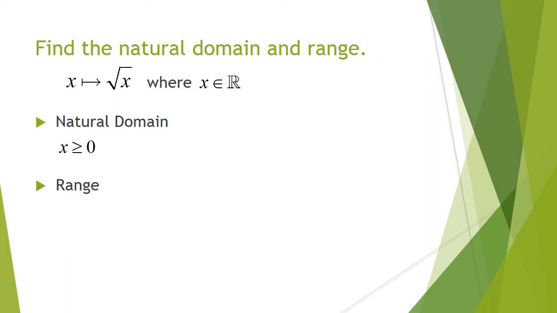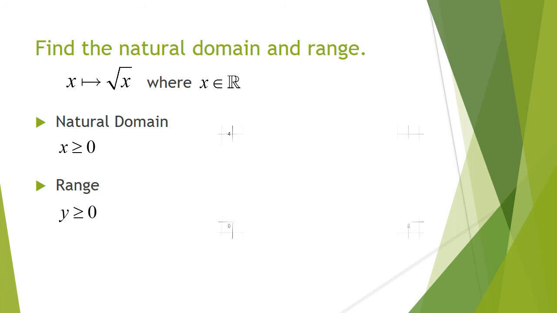Thinking about that, if we plug in 0 or any number greater than 0 for X, what does our output become? So if we think about it, if we plug 0 in for the square root of X, we get out 0. If I plug in 100 for X in this, I get out 10. And I could just keep going, and I know what this graph looks like, as should you, since we've used it a lot this year. That means that our range is Y is greater than or equal to 0 as well.